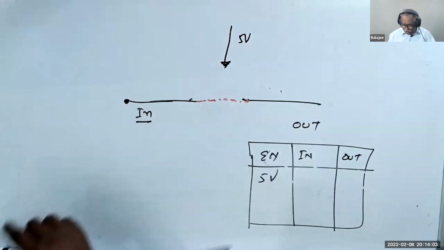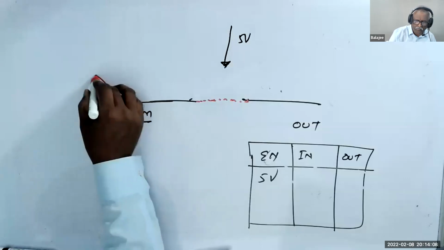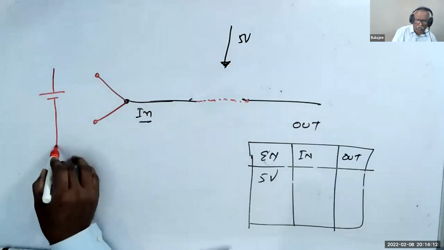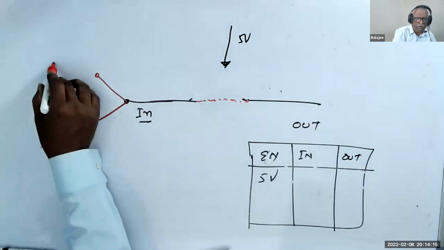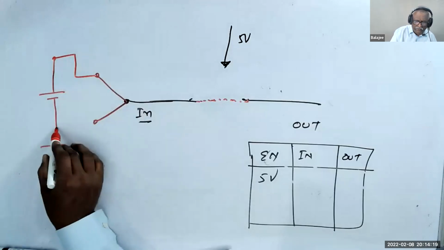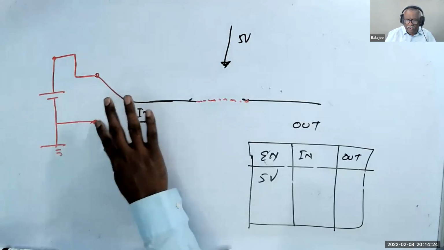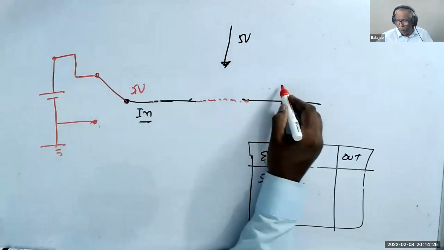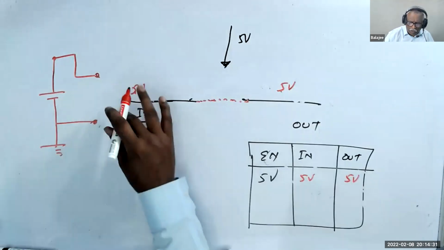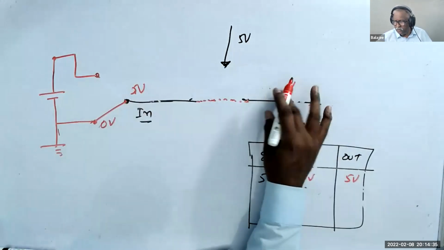Now, how do I give an input? I have two possibilities for the input. Battery, this is connected here and this is connected here. When the switch is on top, I give 5 volt. That time the output becomes 5 volt. So input is 5 volt, output is 5 volt. When I put the switch to the bottom, the input is 0 volt. Then the output is 0 volt.